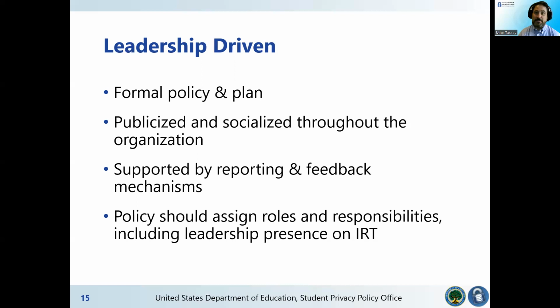Along those same lines, the plan should be supported through reporting and feedback mechanisms so that as the enterprise grows and changes, the plan can evolve between the established review periods. Again, the policy needs to assign roles and responsibilities. To the extent possible, identify individuals, but at the very least, functional roles. Remember that the organizational incident response plan should be endorsed and promulgated by the organization's leadership. This is the only way to ensure that the entire organization accepts and understands their roles in this process.